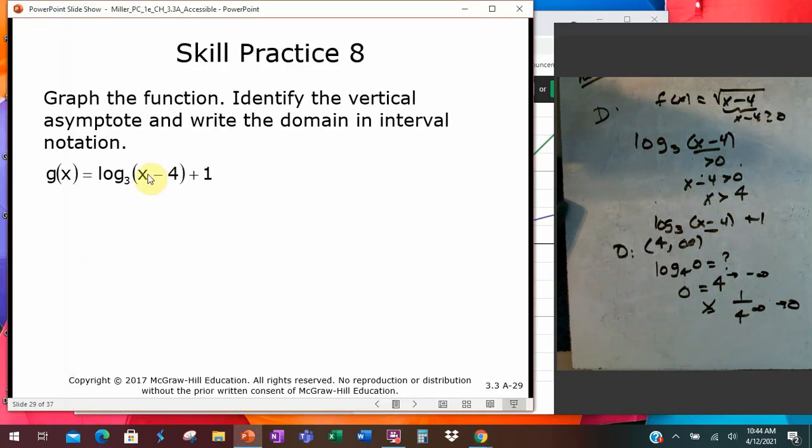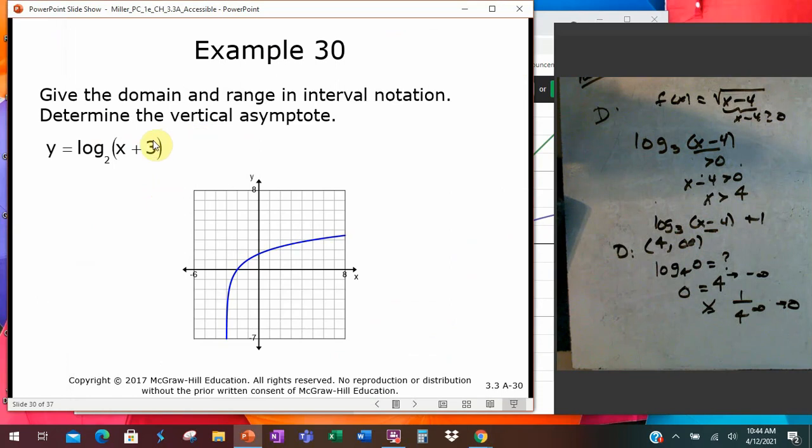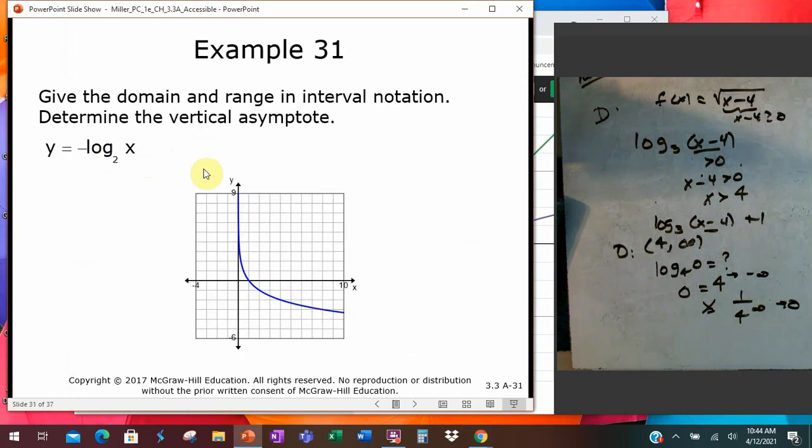So it's the log base 3 of x shifted right by 4 and then up by 1, but that's the domain. Shifted left by 3, log base 2 of x shifted left by 3. Here's log base 2 of x, but then I reflect it, so 2 is greater than 1, it should have been like that, and then we reflected it. Where it was negative, it's positive, where it's positive, it's negative. And that would be the point 0, 1.